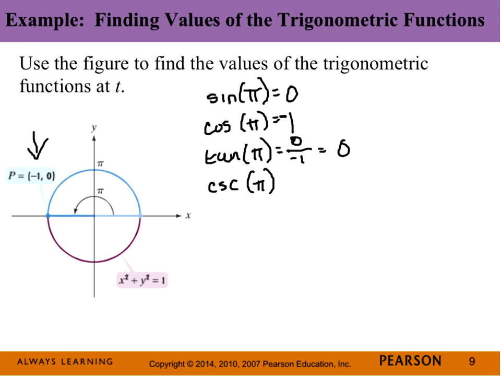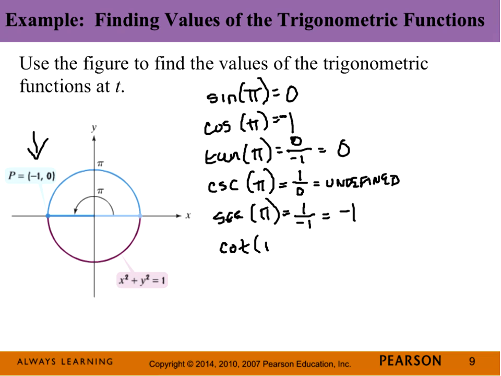The cosecant of pi is 1 over y. So that's 1 over 0, which makes it undefined. The secant of pi is 1 over x, so that's 1 over -1, which is just -1. And the cotangent of pi is x over y, so -1 over 0, which is also undefined.